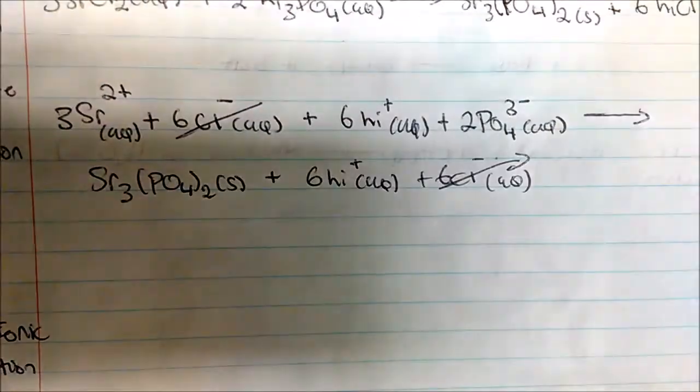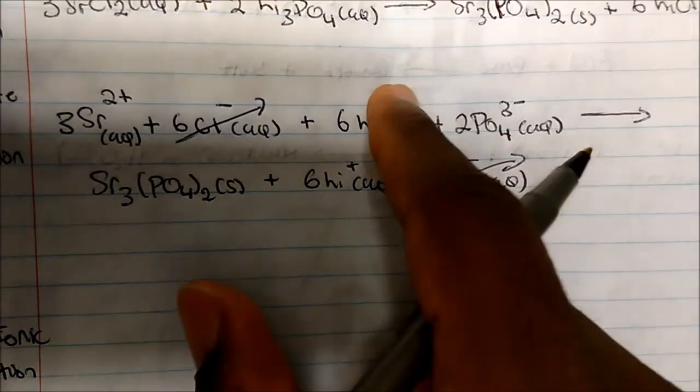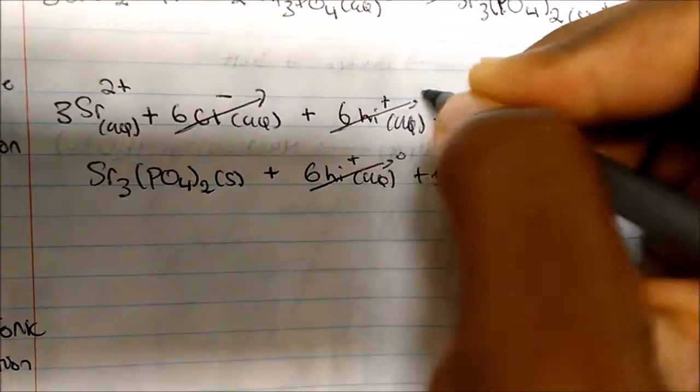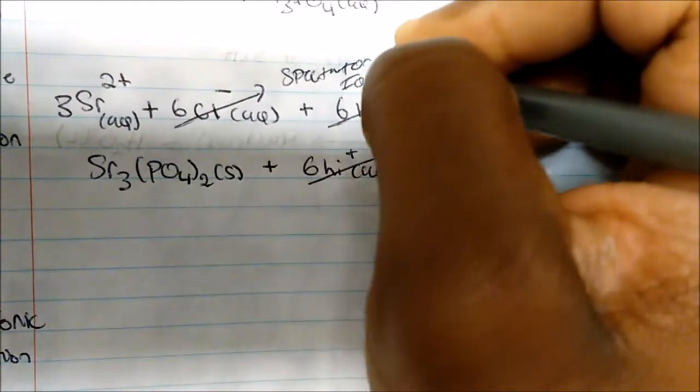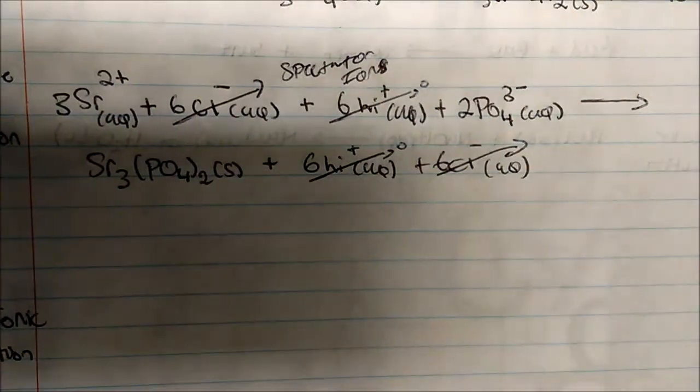Those will cancel. Okay. I have 6 lithium plus on the right hand side and 6 lithium plus on the left hand side. So these will also cancel. And because they will cancel, these are what we call spectator ions. Okay. They don't do anything in the solution, actually. They're just there to spectate or sit. Okay, and so essentially the net ionic equation is whatever we have left.